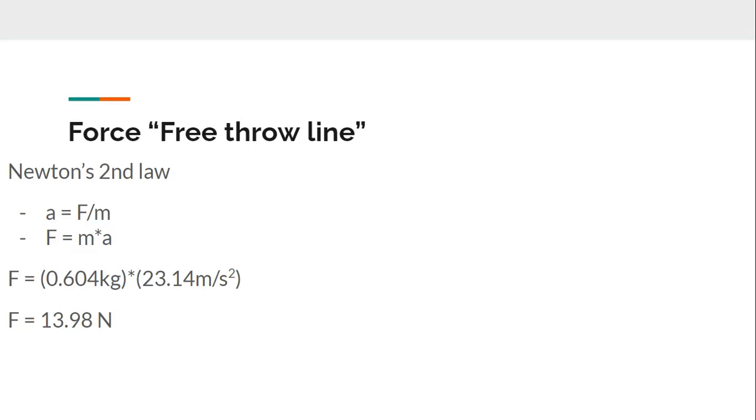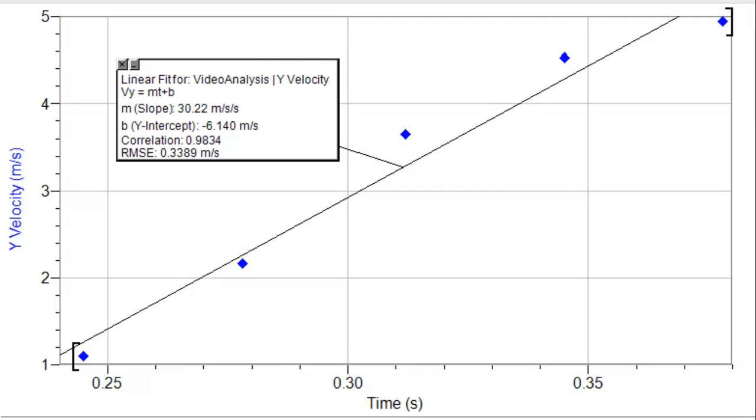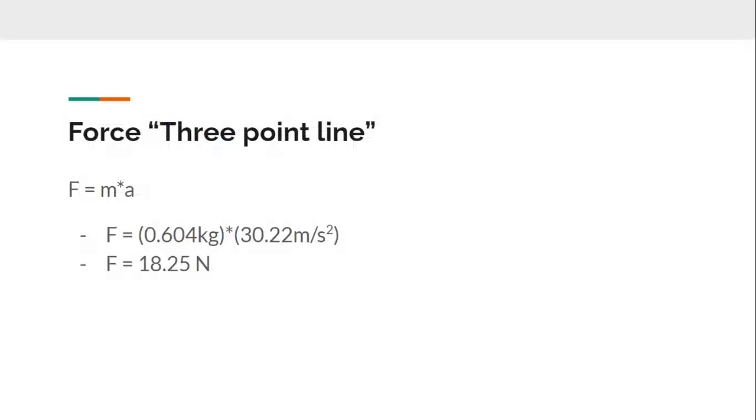With the weight of the ball being constant across each part, the only element that has changed is acceleration. The force required for shooting a basketball from the free throw line was calculated to be 13.98 newtons. For part 2, the force required for shooting a basketball from the three-point line was calculated to be 18.25 newtons.